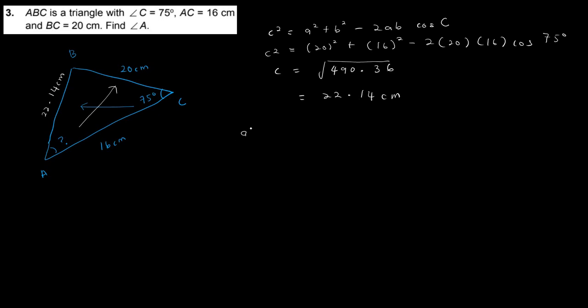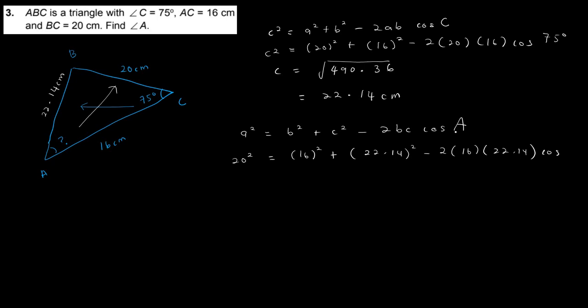Okay, and then to find angle A, we can use A square equals B square plus C square minus 2BC cos A. The length of side A is 20 cm, B is 16 cm, and C is 22.14, the one that we just calculated earlier. Minus 2 times 16 times 22.14, and then cos A. This angle is the one that we want to find.